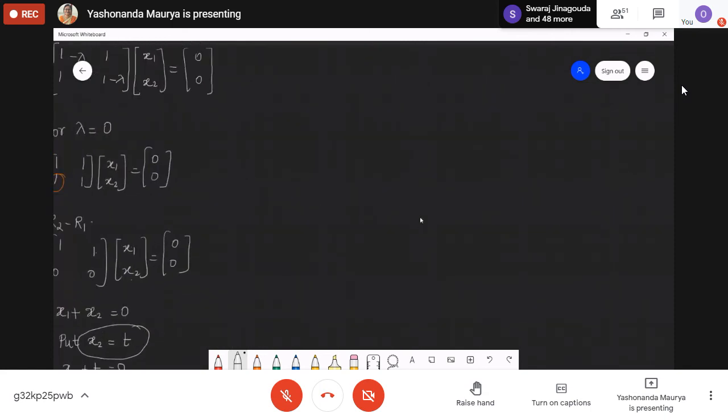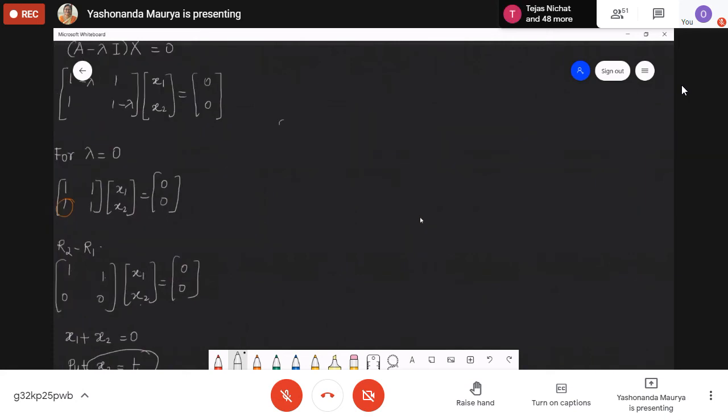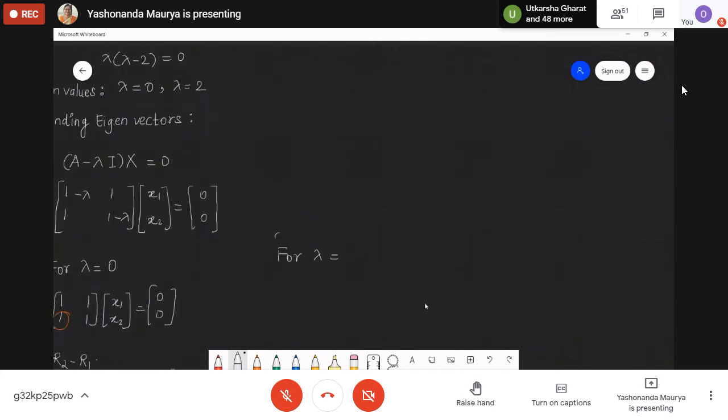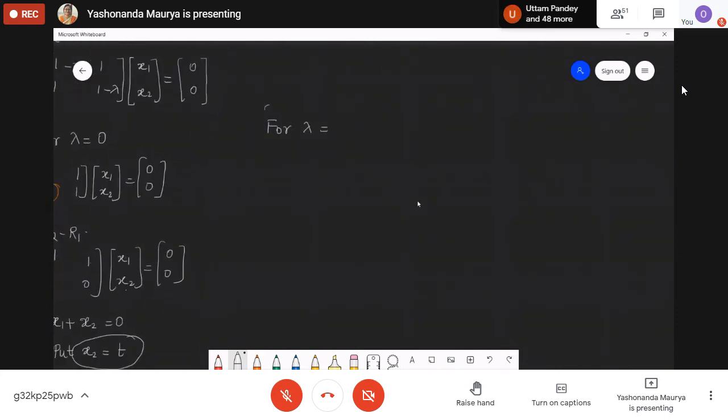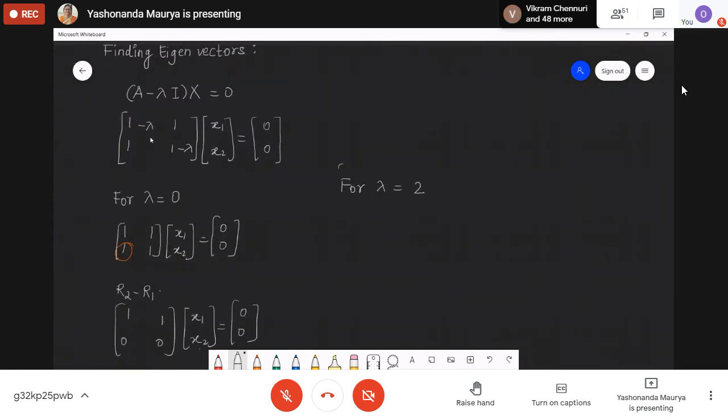Okay. Now we'll do it for the other one. From here we'll start. For lambda equal to, what was the other eigenvalue? 2. So for lambda equal to 2, we need to solve this expression. So what we get is 1 minus 2, so it will be minus 1, 1, 1, minus 1, times x1, x2 is 0, 0.